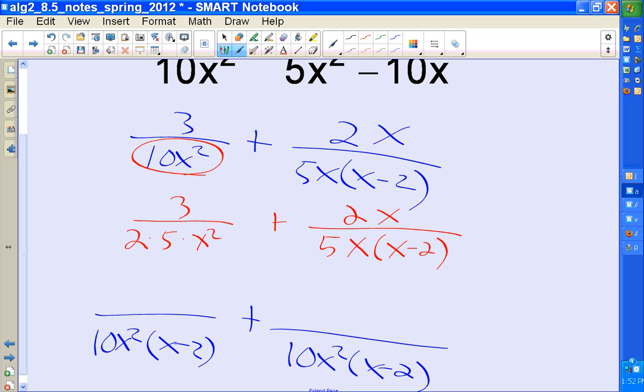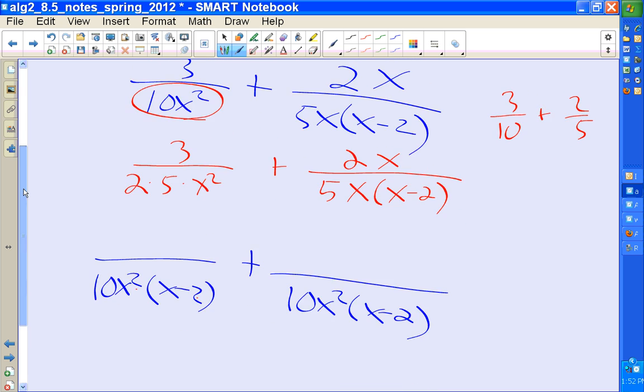Listen, Jane, if you have 3 over 10 plus 2 over 5, what's the LCD? And you know it instantly, right? You don't need the red line. You have a 10, you have a 5. What's the LCD? It's going to be 10. You already are really good at that. Don't abandon what you're good at. Okay. Then you go to your variables. I got an x squared and x, I'll take the x squared. Got an x minus 2, x minus 2. I'm good at that. Good. So red is optional, not necessary for me at all.